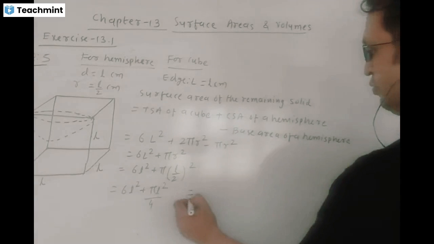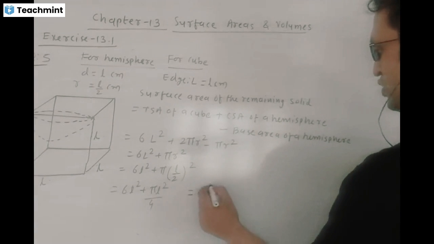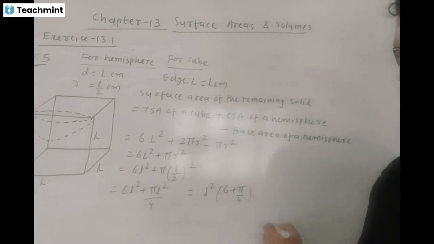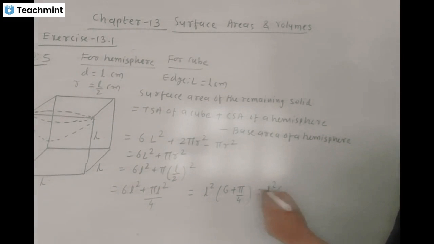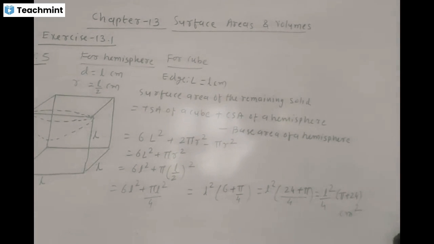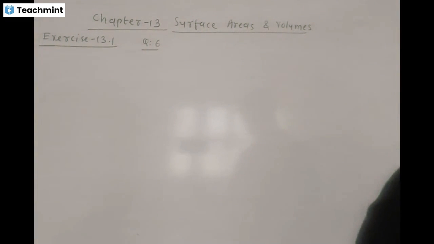And here take LCM, L square is common, 6 plus pi by 4, that is equal to L square, 6 fours are 24 plus pi, whole divided by 4, that is equal to L square by 4 times (pi plus 24) centimeter square. That is the surface area of the remaining solid. Okay, surface area of the remaining solid.